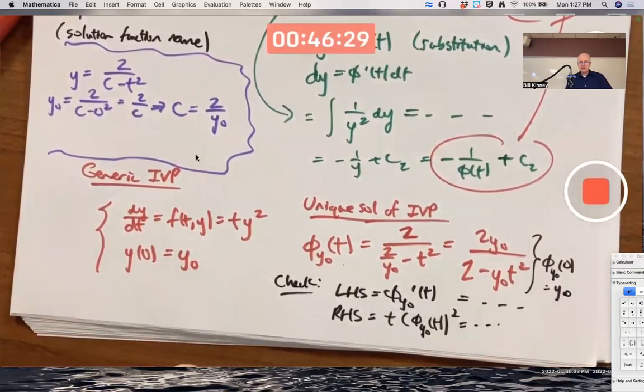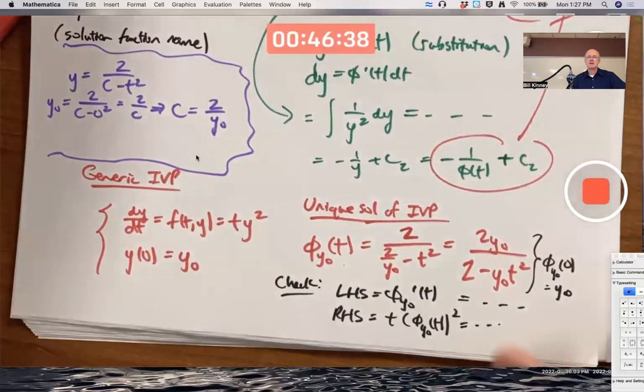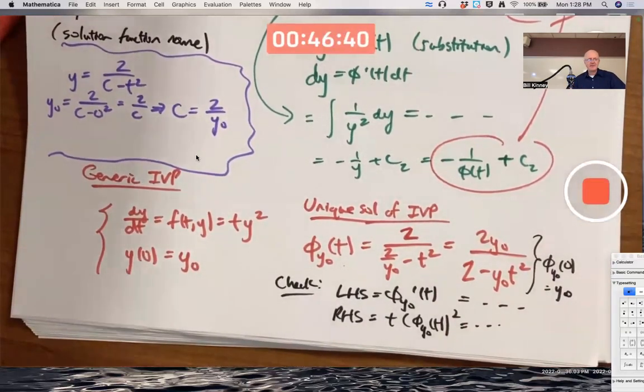If you take diffeq with me in the fall, this is very important to me. I use this kind of notation all the time. We end up doing some, I think, pretty cool things with it.